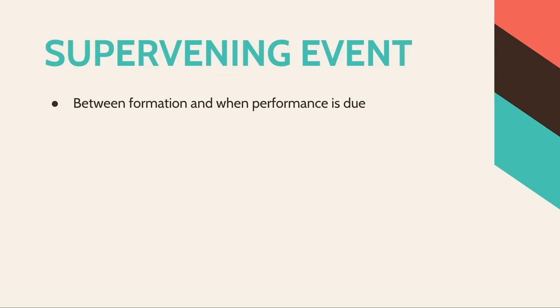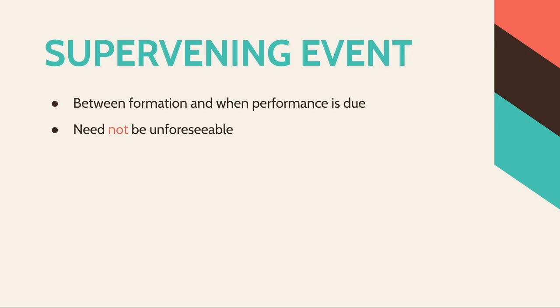So we're talking about something that supervenes and says, nope, this event has occurred, and it's going to cut off your duty. You were going to have to perform when the date of performance came around, when performance came due, but because of this event that's occurred, you're going to be excused from having to fulfill that contract duty.